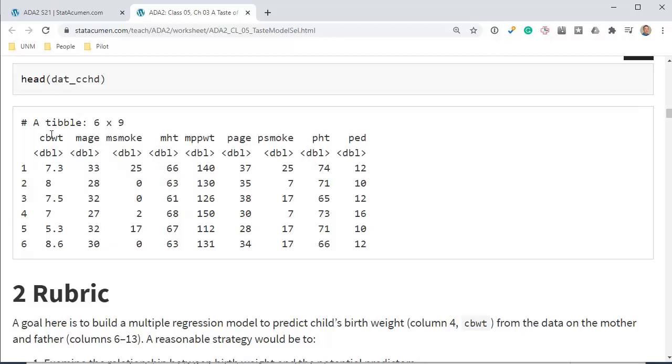So here's the first 6 rows of the data set. We've got child's birth weight as the first variable. That's nice. In the scatterplot matrix, we'll make sure that this is the first variable so that it appears as the y variable compared to the rest of them, which would be x variables.